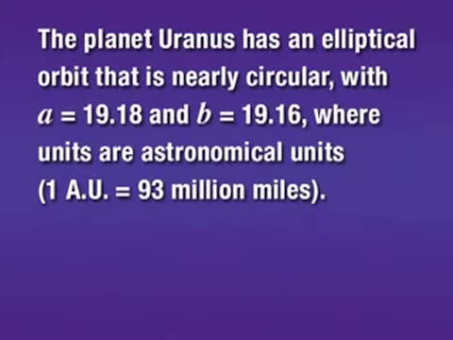The planet Uranus has an elliptical orbit that is nearly circular, with A equal to 19.18 and B equal to 19.16, where units are astronomical units. 1 astronomical unit equals 93 million miles.